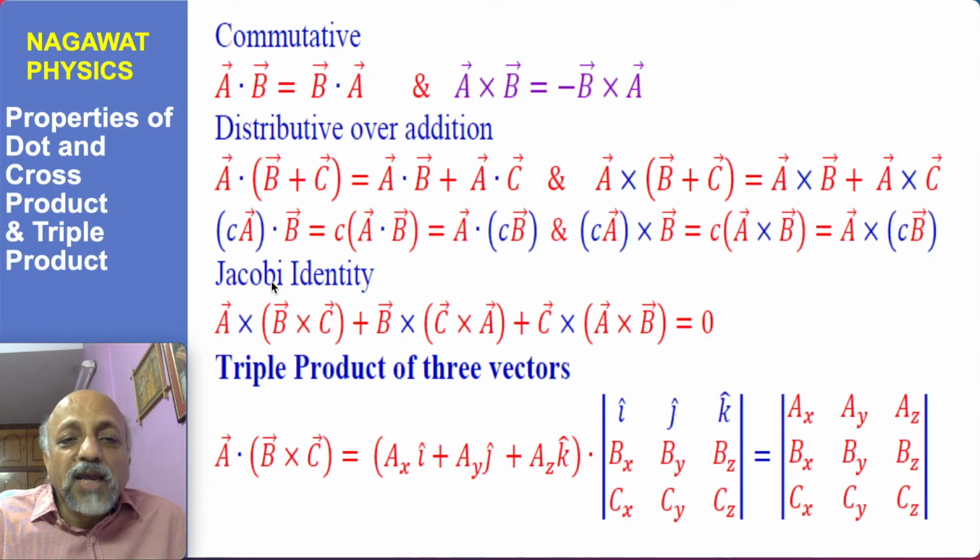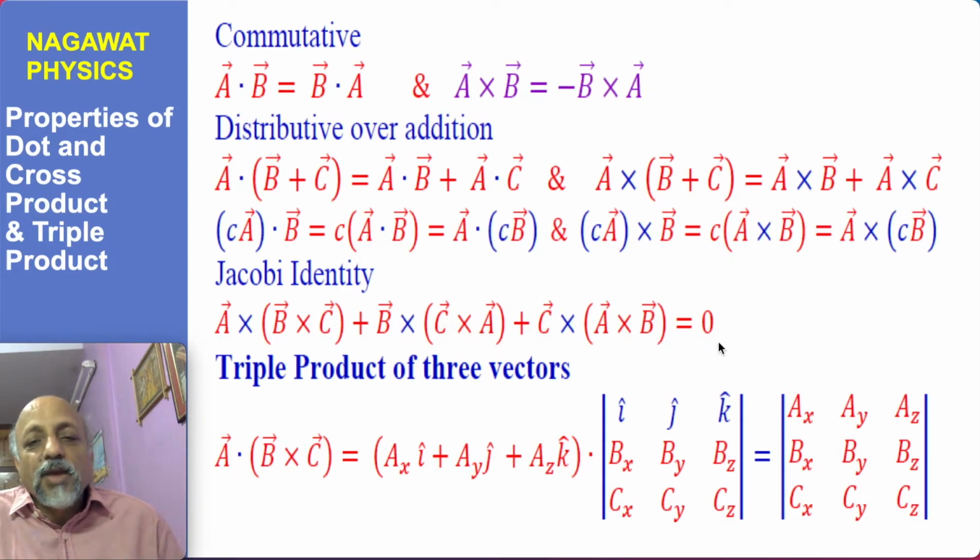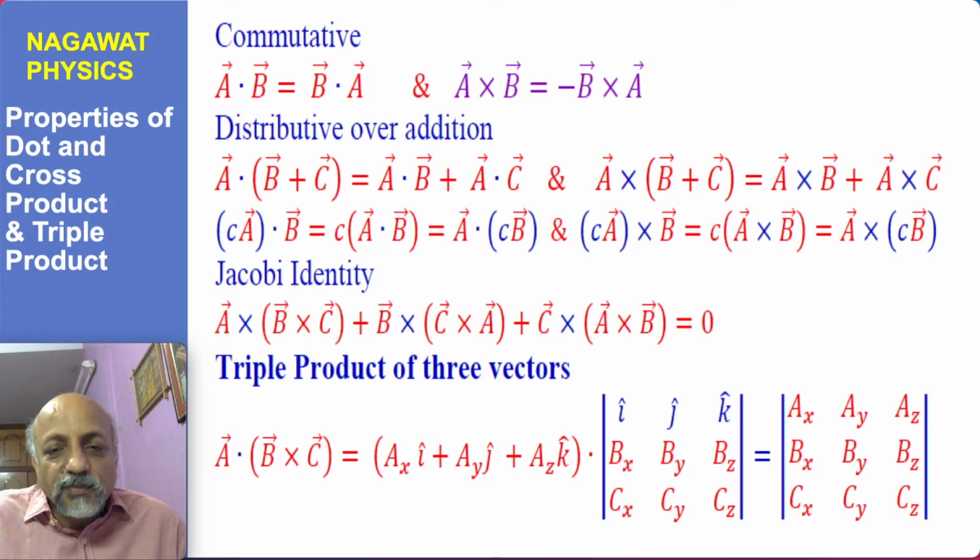The next property is interesting. Because the cross product of two vectors is a vector, you can take another product. In case of cross product involving three vectors in a cyclic manner, if you write this quantity A cross B cross C plus B cross C cross A plus C cross A cross B, then the sum would be equal to 0. This theorem is known as the Jacobi Identity, and it can be proved mathematically. So you can take any example of A, B and C and work it out.